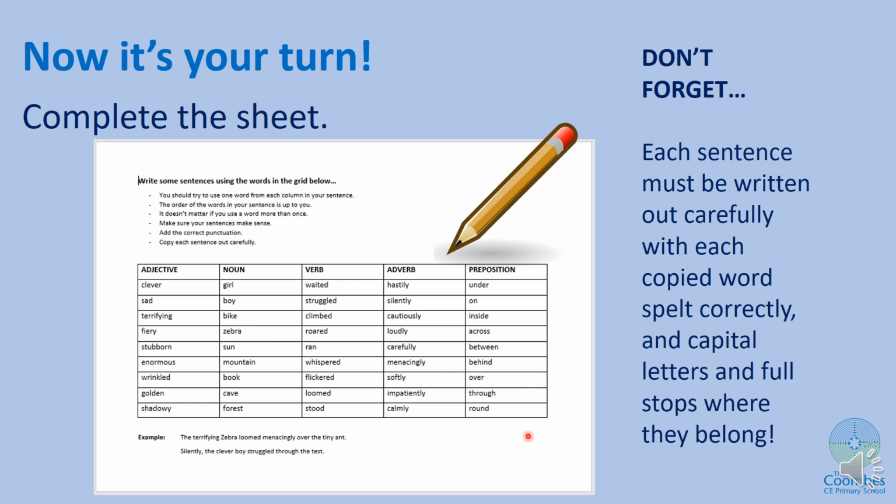So, for example, I've written a couple. The terrifying zebra loomed menacingly over the tiny ant. And another example, silently, The clever boy struggled through the test. It doesn't matter what order you put your words in. They don't have to be in the order of the columns, but your sentences do need to make sense.